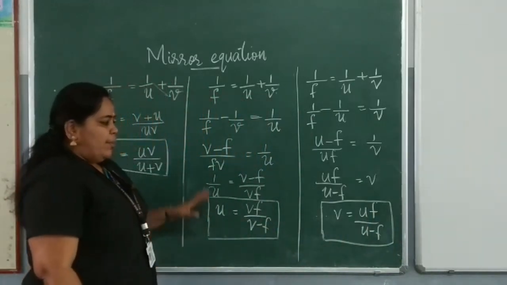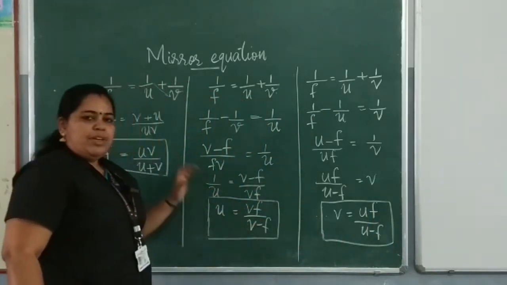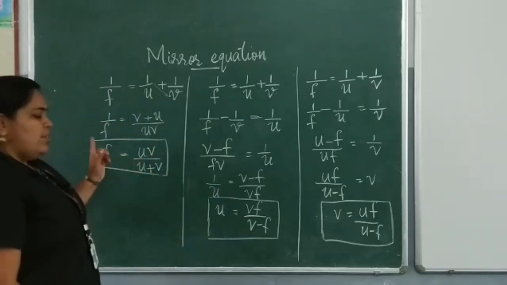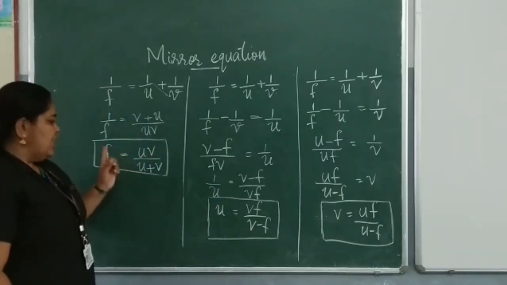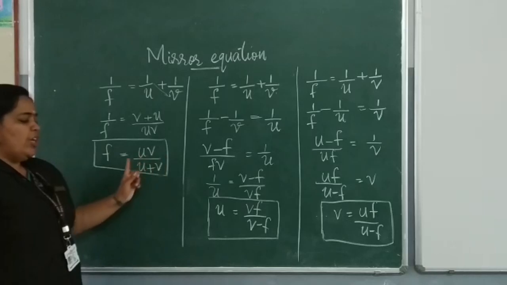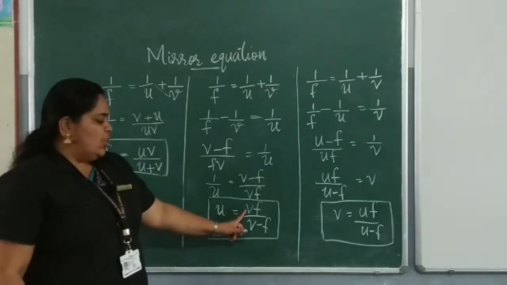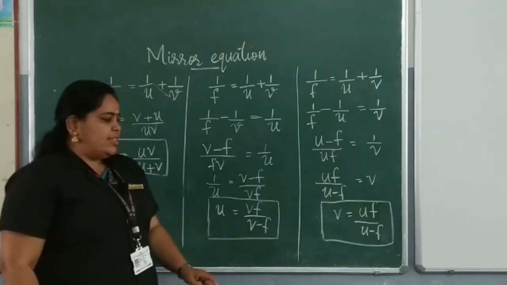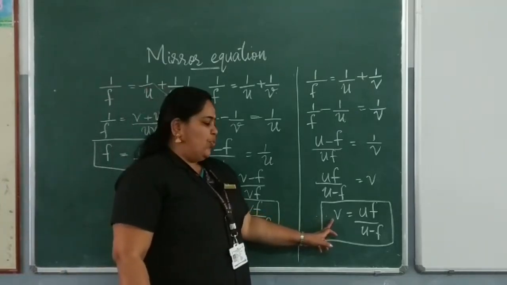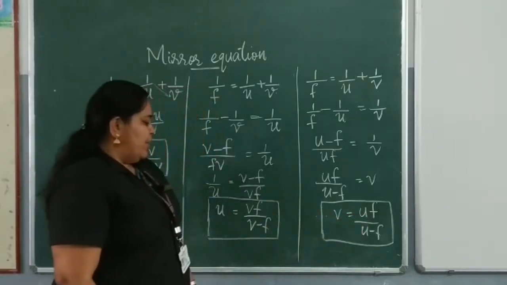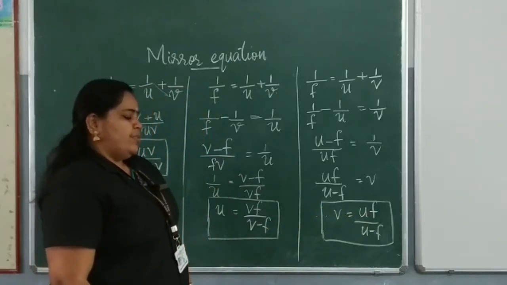This is the formula to find out v. Is it clear? അപ്പോൾ ഈ final ആയിട്ടുള്ള formula പഠിച്ചു വെക്കുക കേട്ടോ. So first one, the formula to find out the focal length, f is equal to uv by u plus v. Next, u is equal to vf by v minus f, and the last one, v is equal to uf by u minus f.